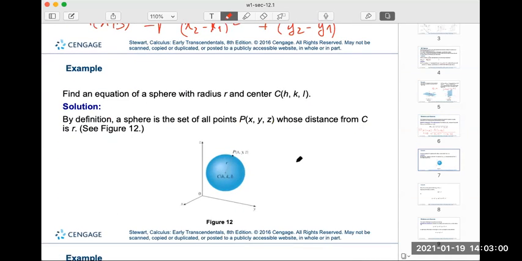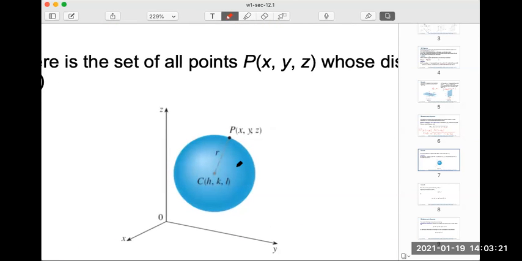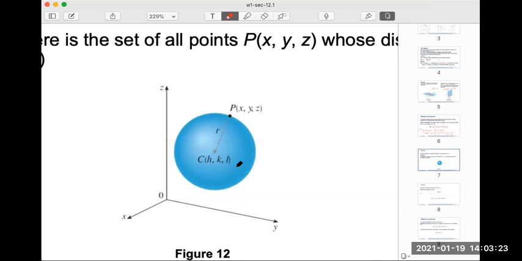Okay. Take a look at this example. Find an equation of a sphere with the radius r and the center at the point C(h, k, l). This is the sphere, right? In the coordinate system. So how can we find the equation of a sphere in 3D? Any suggestion?